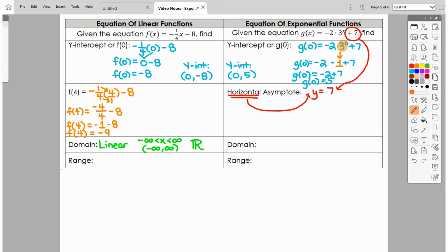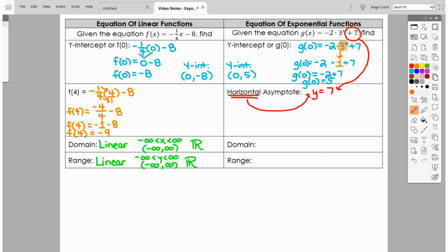Again, the range is based on what type of equation it is. Because it's a linear equation, we know linear functions have all real numbers for the range, -infinity being less than y, which is less than infinity. Writing it in any of these three notations will work here.